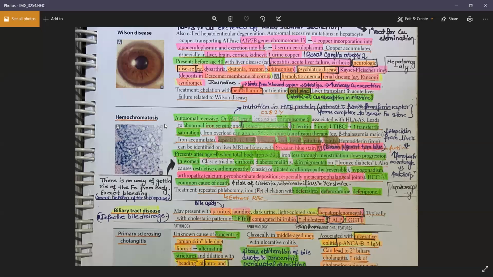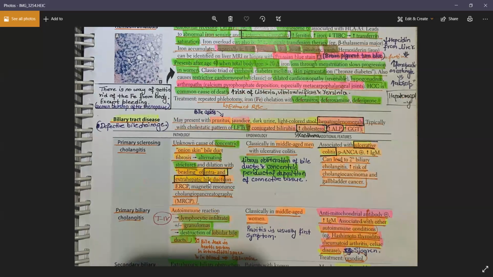Any other doubts so far about hemochromatosis? Do we need to remember the carrier frequency or carrier rate? No, don't worry about that. You won't need to. Remember one thing also, that is the C282Y mutation. You just remember this thing also. Very important.